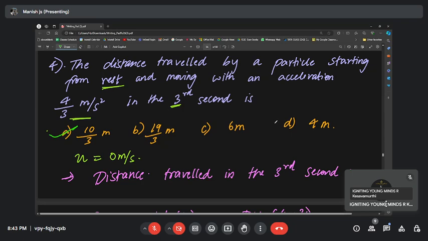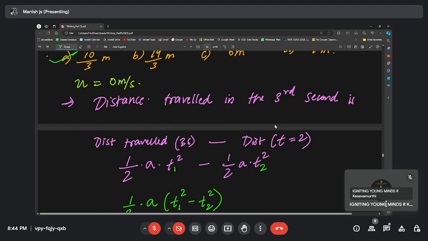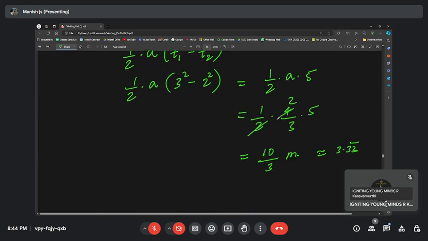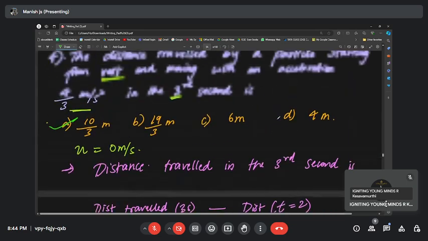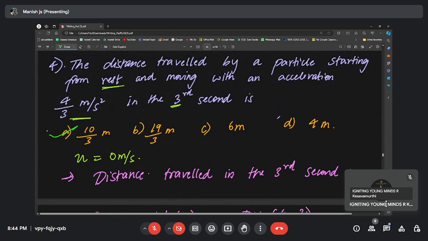But this is the method of solving: the distance traveled when t is equal to 3 seconds minus the distance traveled when t is equal to 2 seconds. Both you will have to subtract, and then you will find the corresponding value for the third second. That is what is meant by the two consecutive values, 2 and 3. The preceding value is 2, so 2 and 3 are to be kept in mind.